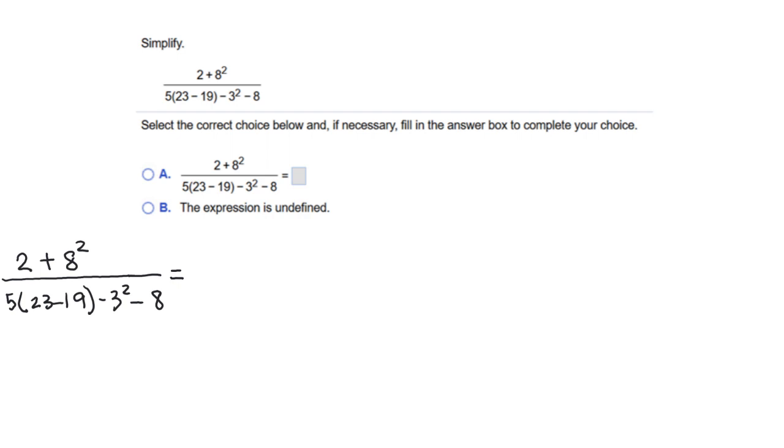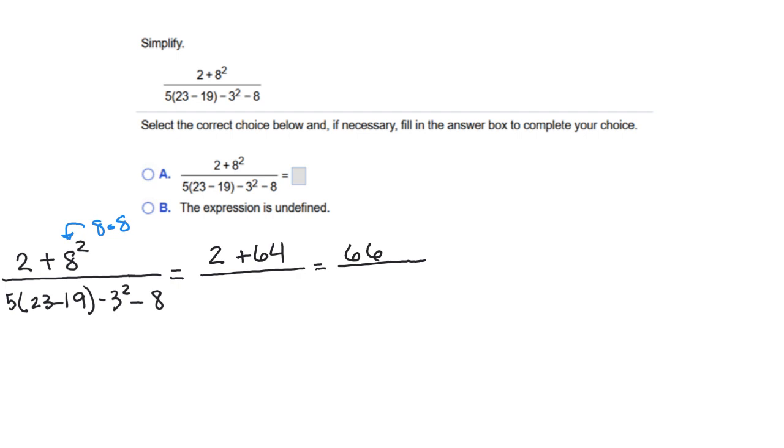So this 8 to the second power is going to give you 8 times 8. All right, and that's from this 8 to the second power. So if I rewrite that, 8 times 8 is 64. So I have 2 plus 64 in the numerator. There's nothing else but adding now, so I will add those together and I will get 66. So my numerator is simplified.